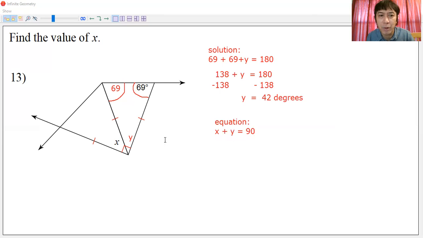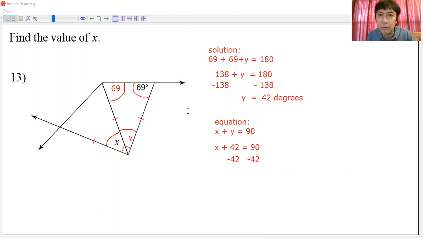But we already know our y, that's 42, so we can do substitution. x plus 42 must be equal to 90. This is the angle addition postulate: angle y plus angle x equals the right angle. So we have x plus y equals 90. We know angle y is 42, so we continue by subtracting 42. This is minus 42, this is also minus 42, like that.